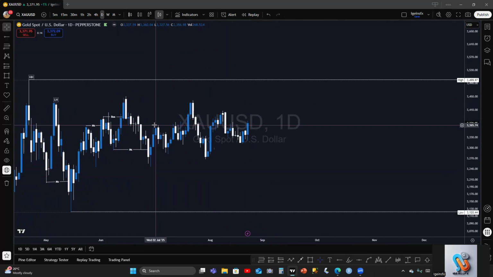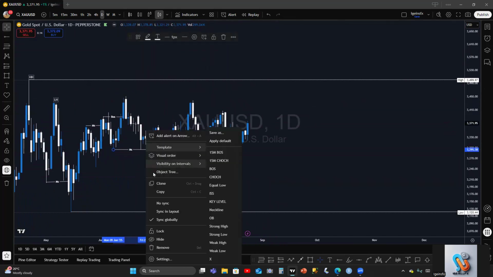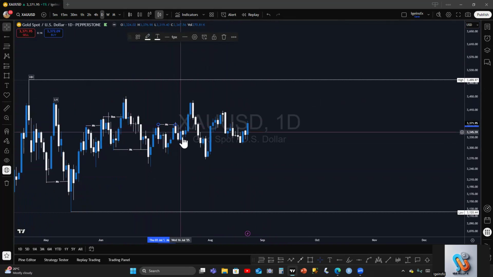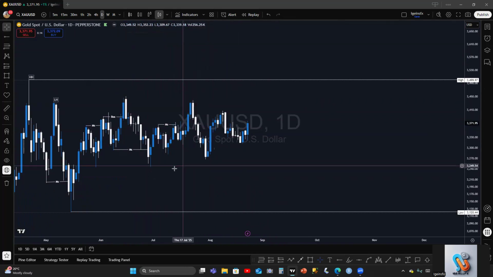After this, price created a high, pulled back, then a market shift again. You see, price created a resistance here. There's a pullback, then a break of structure to the upside.